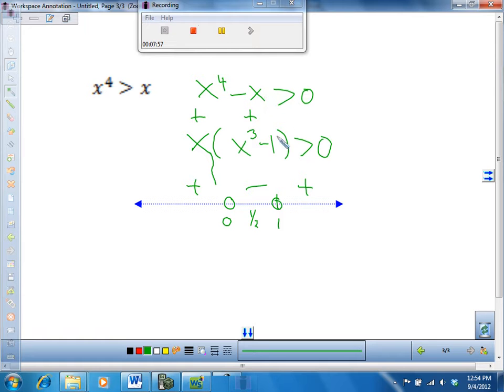Where is this function bigger than 0? It's bigger than 0 from negative infinity, like this, up until 0, okay? And they both have curvy brackets on them. And from 1 up until positive infinity, like that, okay?